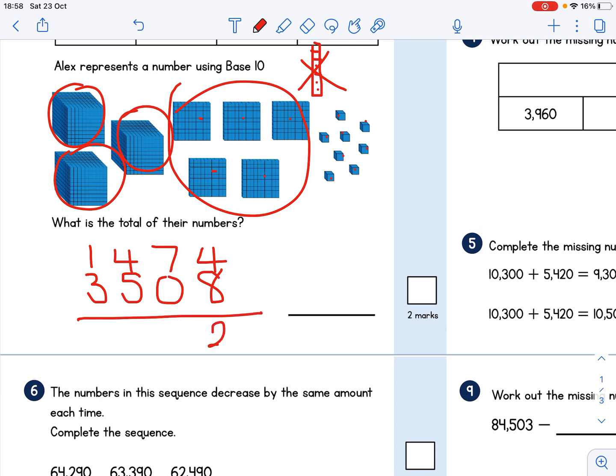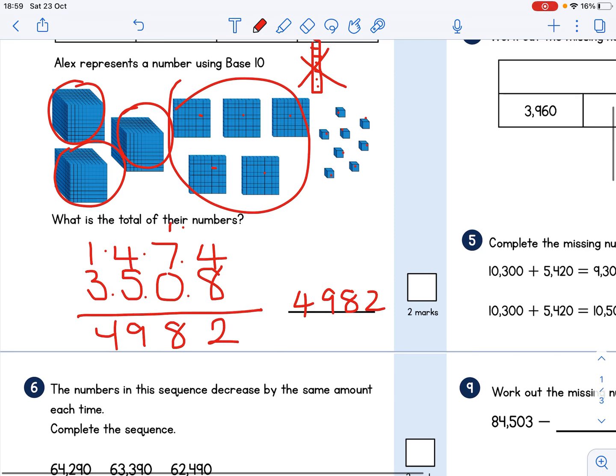4 plus 8 is 12, remember? Then we carry the 1, so we put the 2 ones down and carry the 10, and we're doing 1 plus 7 plus 0, which is 8, then 4 plus 5, which is 9, and 1 plus 3, which is 4. So our number is 4,982, and that's the total.